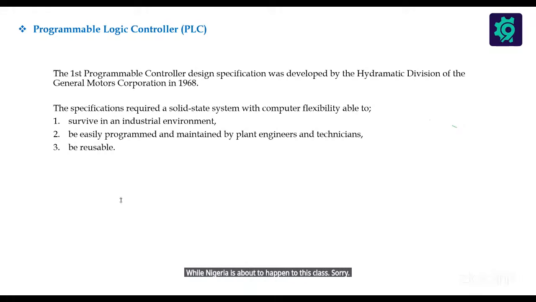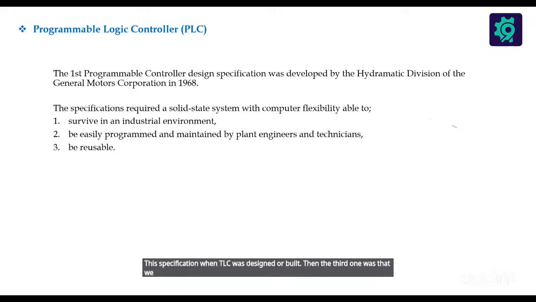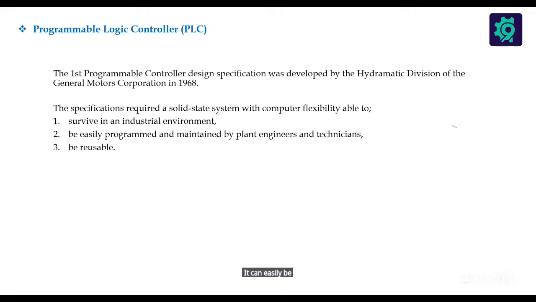Sorry, please. So that's the idea basically behind the specification when PLC was designed or built. Then the third one was that we also want a system that can easily be reusable. So what do we mean by a system that can easily be reusable?